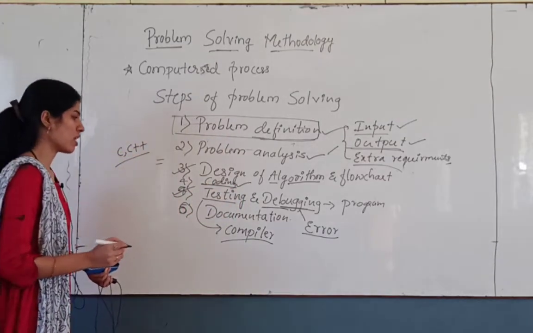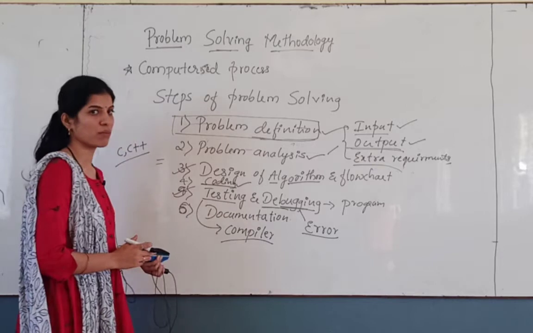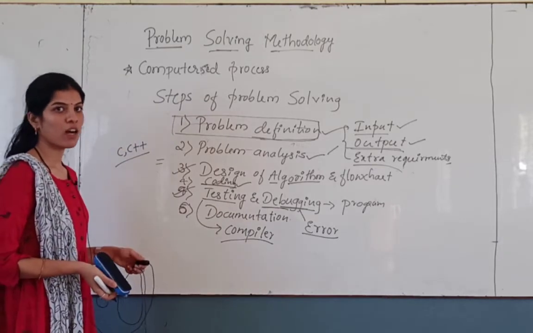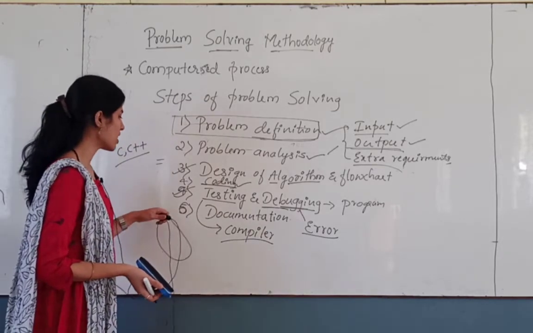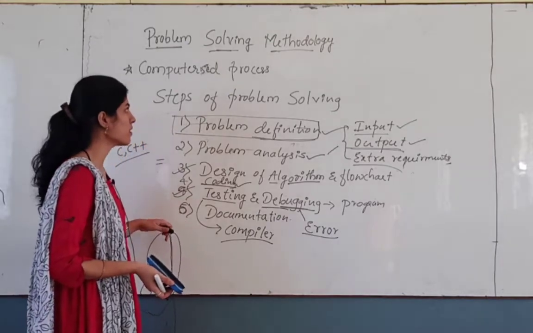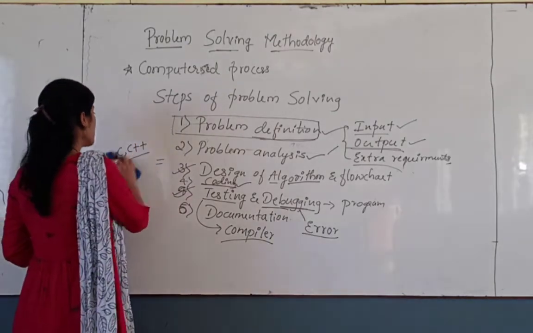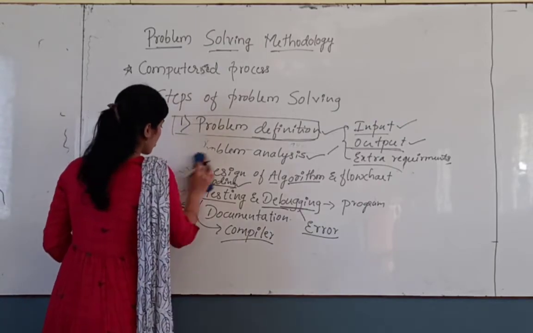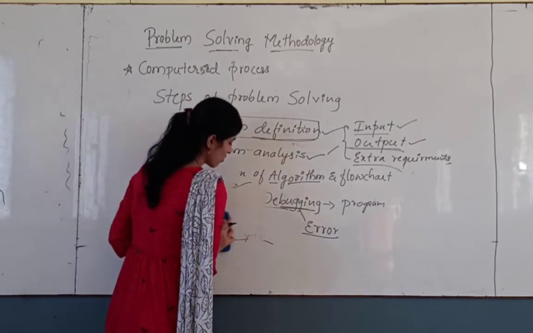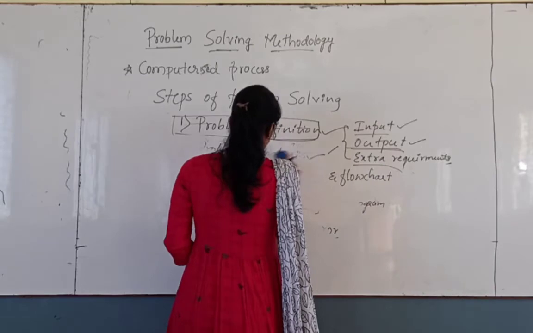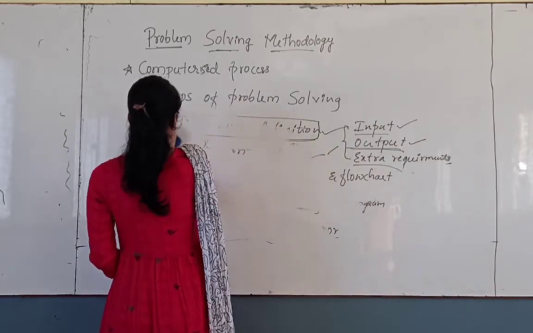Next, the last one is documentation, which is our final output. These are the six important steps for solving a problem using a computer. Next, we have to study what an algorithm is.